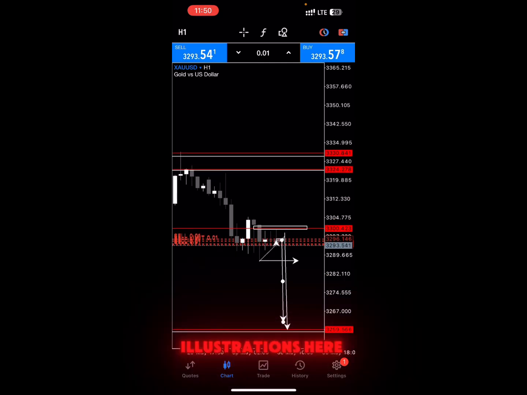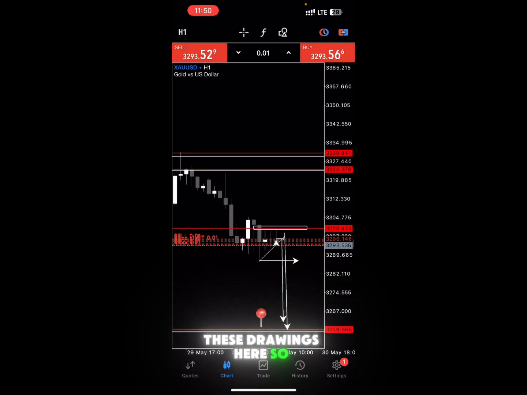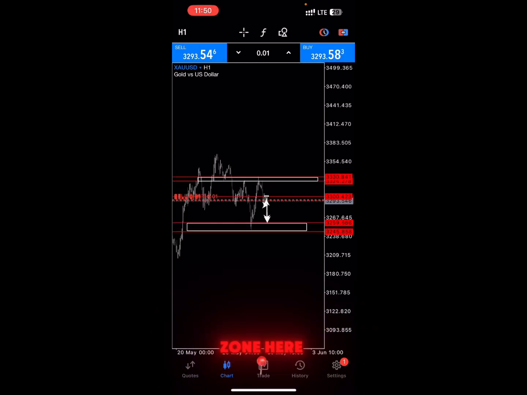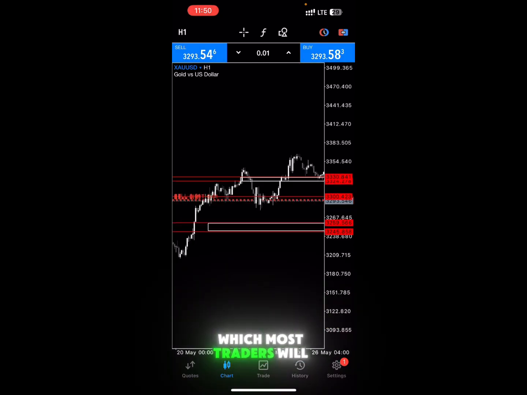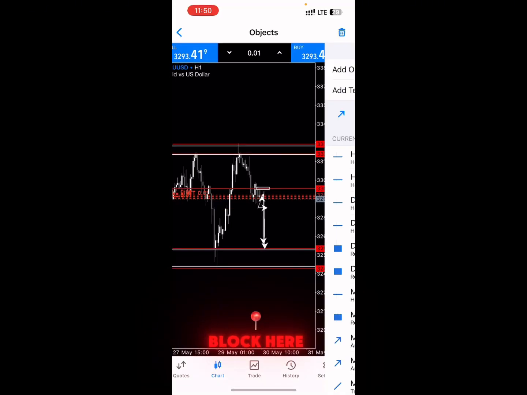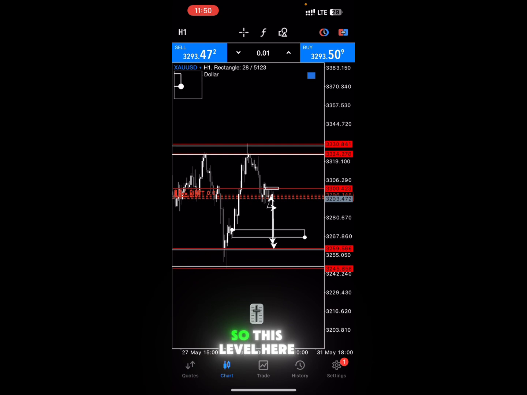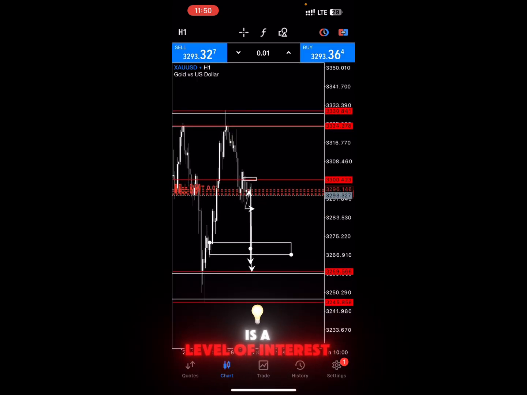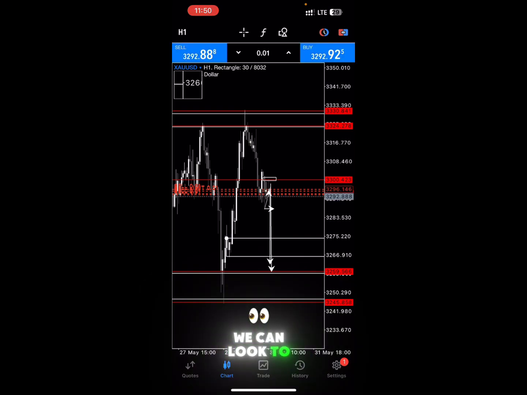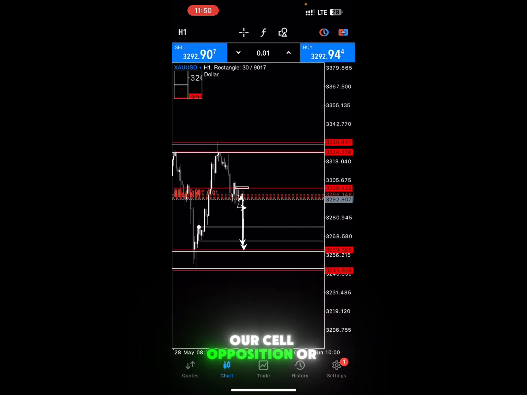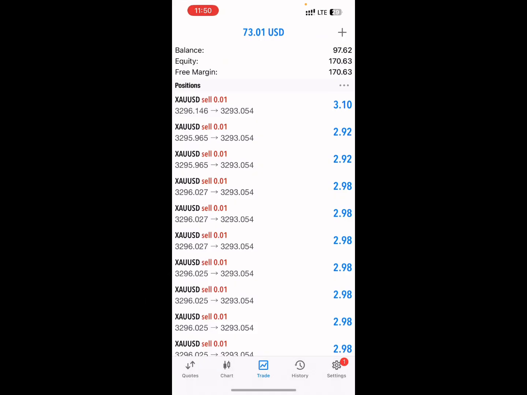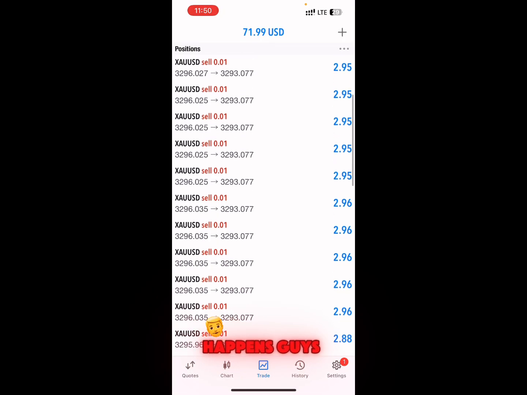Now I'll just leave these illustrations, these drawings here, so that we can keep in mind where we are looking to buy. Remember that there's also one zone here which most traders will be looking to buy at. It's at around this order block here. Let me just put it here. So this level here is a level of interest for buyers, and somewhere around here we can look to protect our sell positions or close a few of them. Okay, let's wait and see what happens, guys.